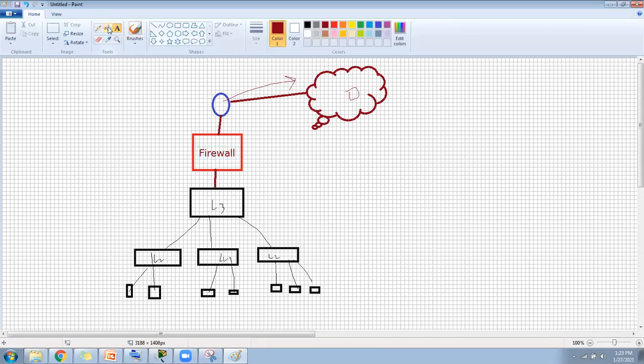And the firewall interfaces are connected into zones. They are called zones. Zones, what? It is nothing but boundaries.